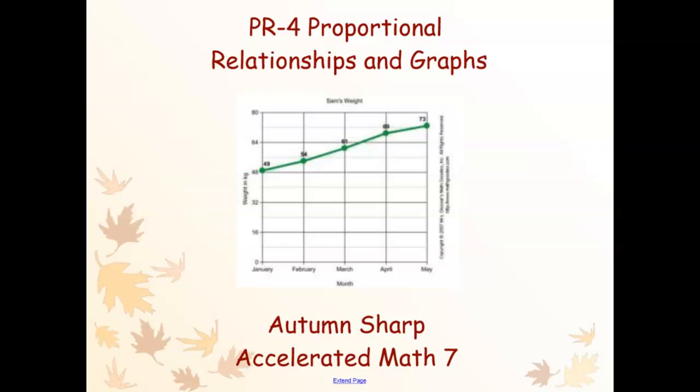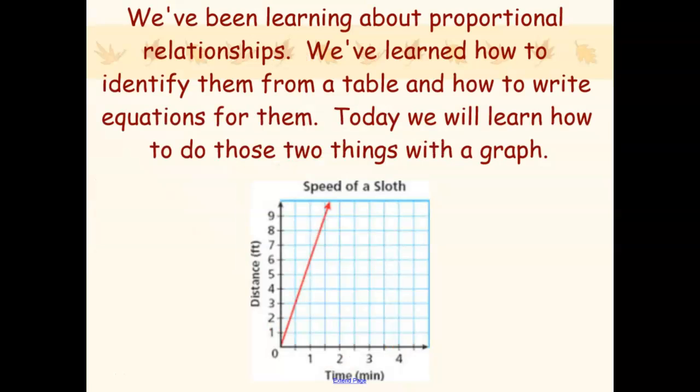Today we are going to finish up all the 7th grade proportional relationship stuff. So we've been talking about proportional relationships and how you can look at a table and see if it's proportional or not, and how you can write an equation to represent it from a table. Now we're going to learn how to do those two things with a graph.